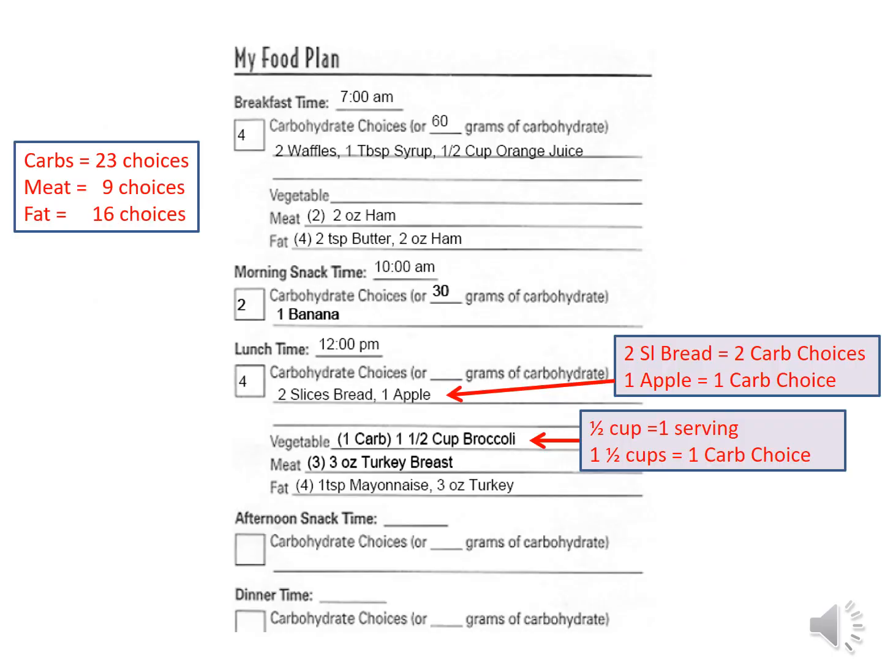You'll notice for lunch I had 4 servings of carbohydrates. The 2 slices of bread would be 2, and then the apple is 1. But you'll notice I had some vegetables. Knowing that 1/2 cup of cooked vegetables is a serving of vegetables, and I can have 3 servings, I had 1.5 cups. That would give me 1 carbohydrate choice. So that would give me my 4 choices. Okay.